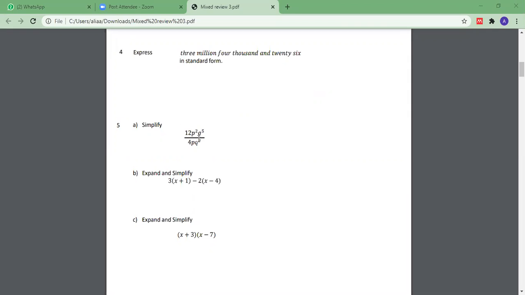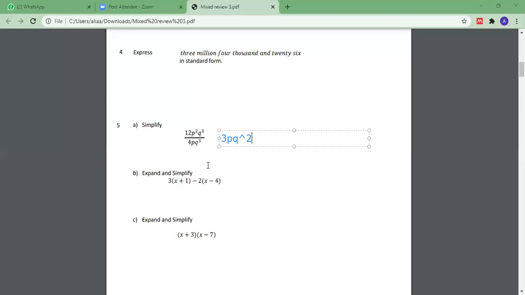12 p power 2 q power 5 divided by 4 p q power 3. So first of all, 12 divided by 4 will be 3. P power 2 divided by P will be P. Q power 5 divided by Q power 3 will be Q power 2. Okay?